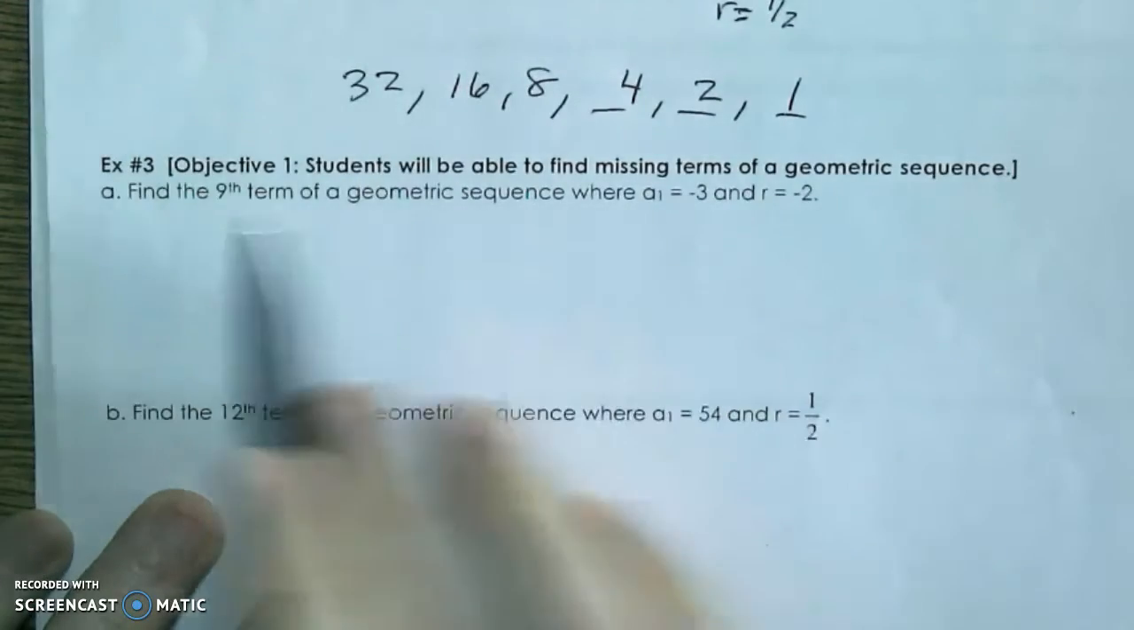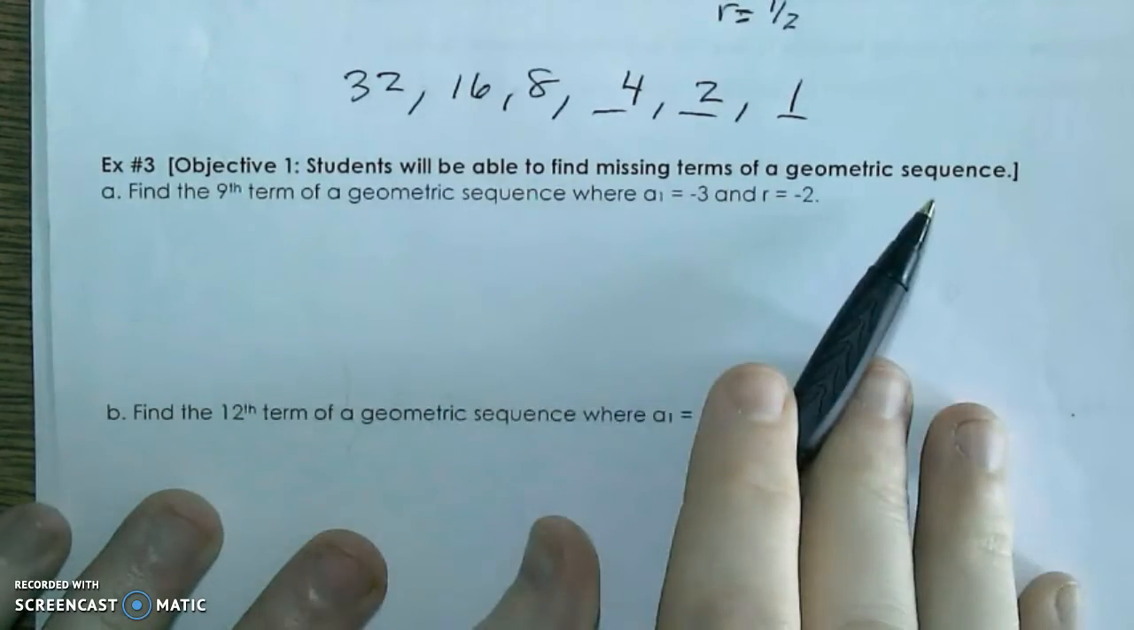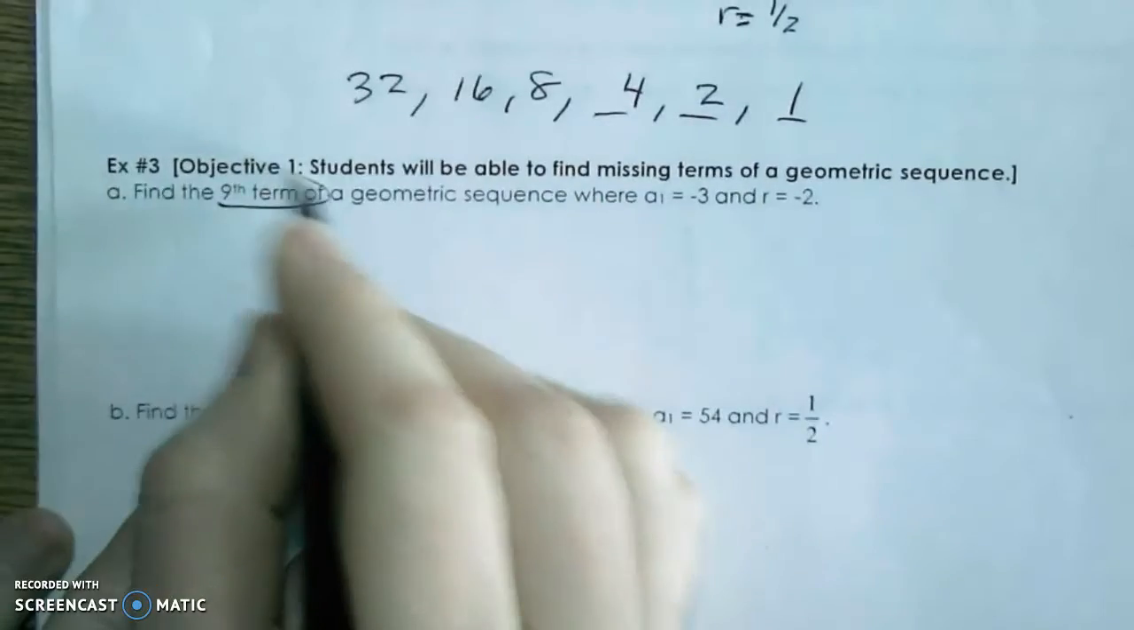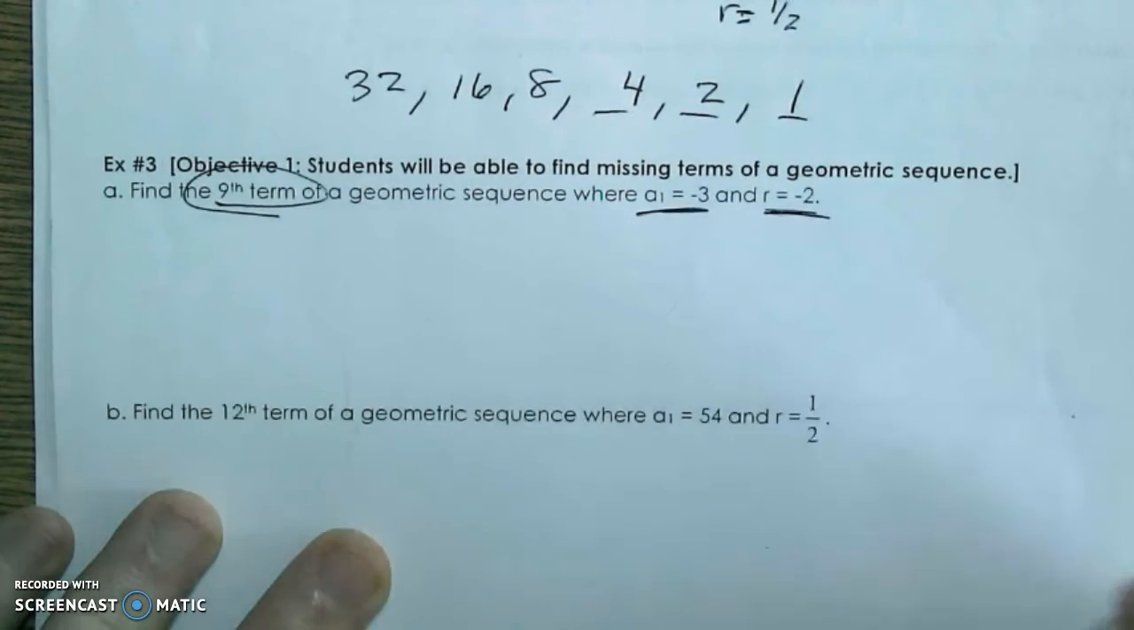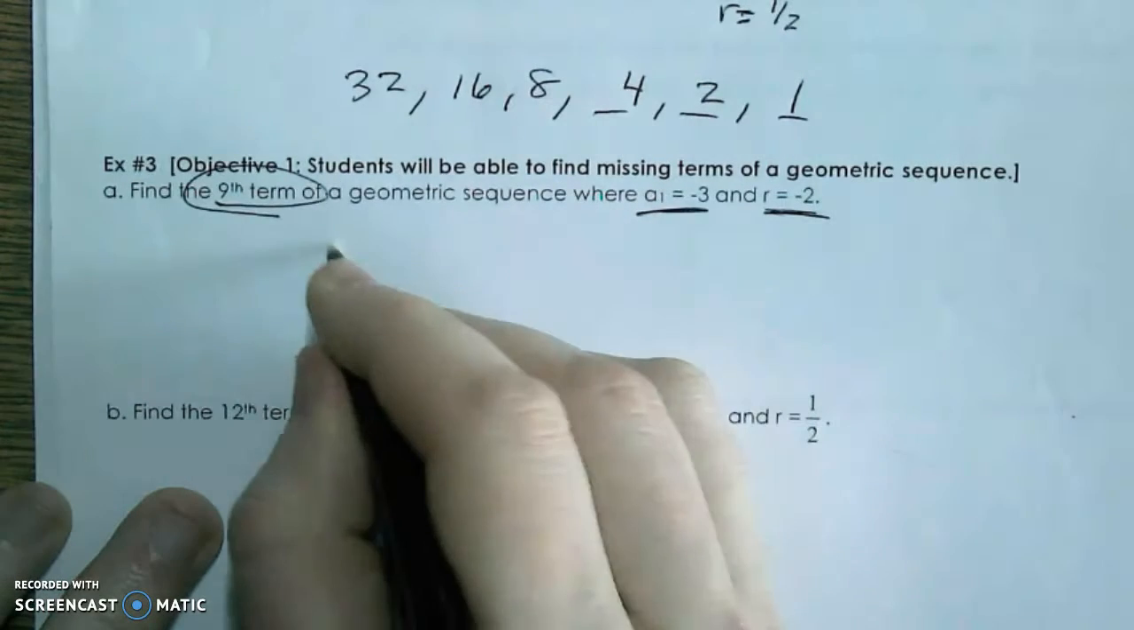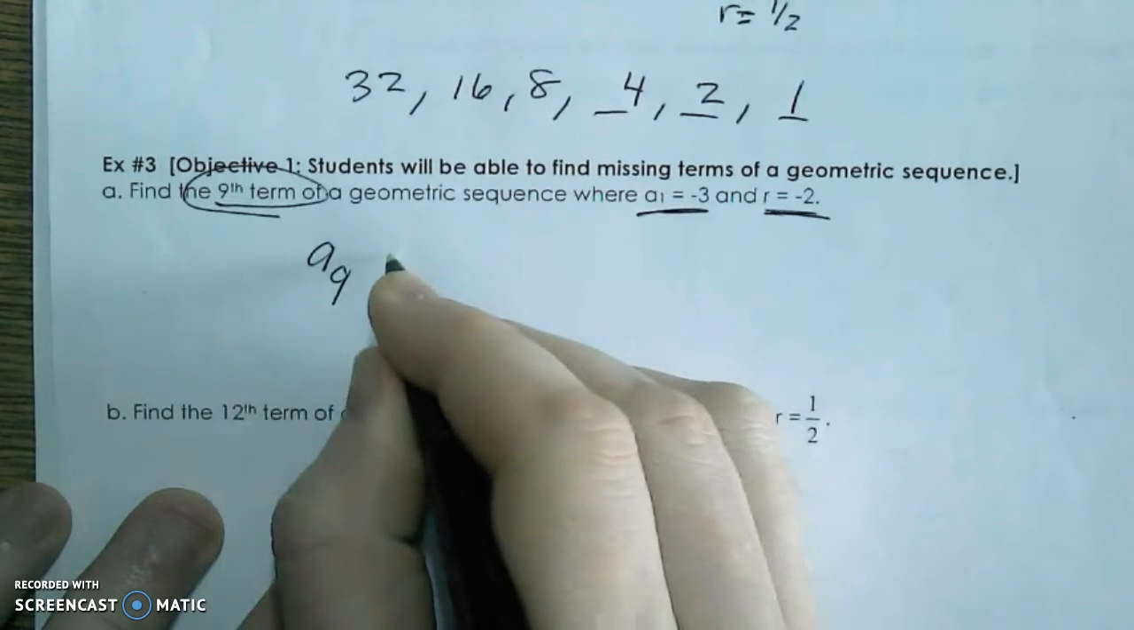So here we are using that formula. So our objective is we're finding the missing terms in the geometric sequence. Here we're looking for the 9th term. They've given me a1 and they've given me r. So they've given me everything we need to find the 9th term.